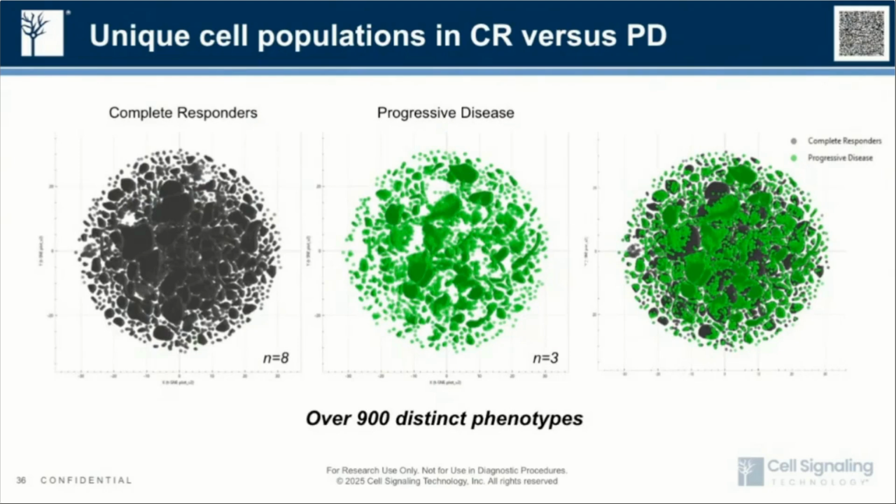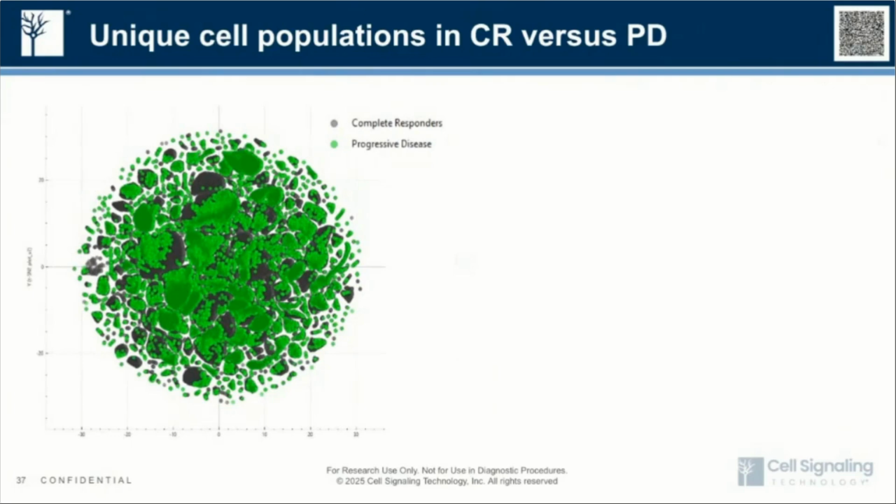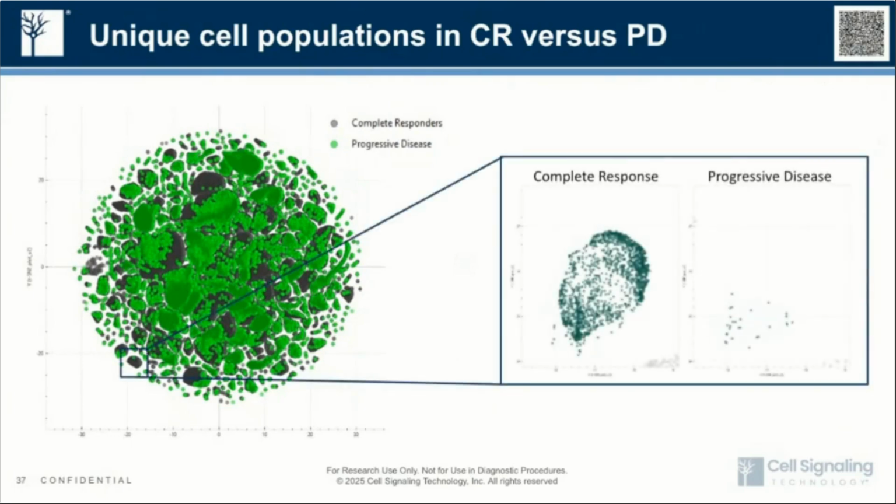Something unique and really exciting from Visiopharm is that we were able to look at the complete responders versus progressive disease in the form of a t-SNE plot, an unbiased evaluation of all of the 900 phenotypes that are available, seeing them in distribution to each other. You can already see visually that there are definitely different populations present in complete responders and progressive disease. And when you zoom in, you can start picking out these different populations.